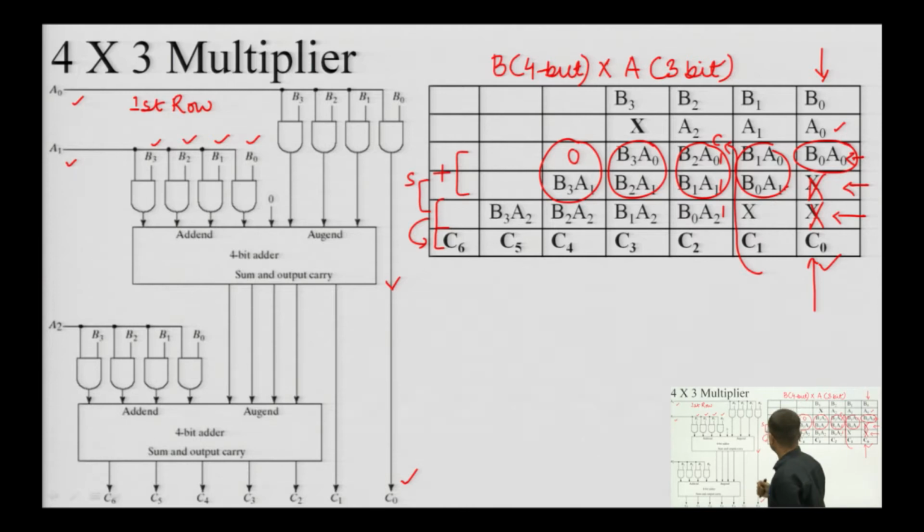So, one set of 4 bits will be this second row's elements, and another set of 4 bits will be this first row's elements, where there is a 0 here. So, we can check that there is a 0 here. These are the 3 products from the first row and these are the 4 products from the second row. Okay. So, when these two are added, we will get the sum.